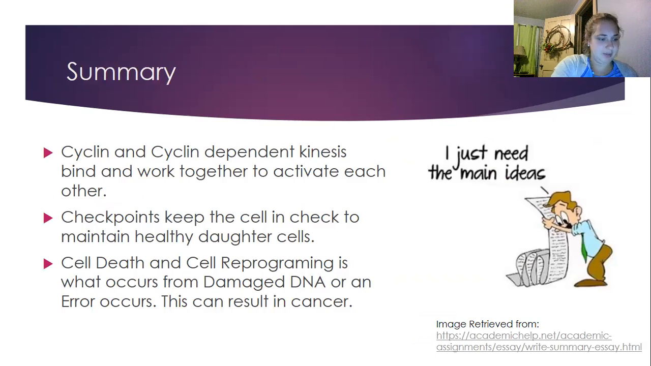So in summary of what I have presented to you today, cyclins and cyclin-dependent kinases bind and work together to activate each other. Checkpoints keep the cell in check to maintain healthy daughter cells. And cell death and cell reprogramming is what occurs when there is damaged DNA or an error occurs. So this can, again, result in cancers. And it's a wide array of cancers. Again, it depends on where you're at in the body and where those cells are and which ones are affected, what phase they're affected. So there's a lot of information out there.